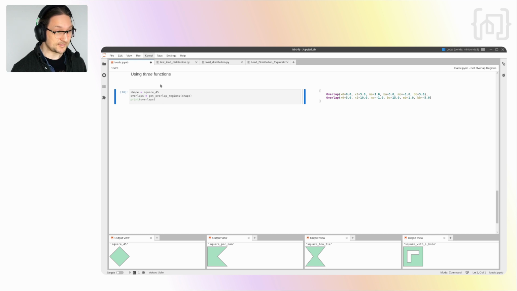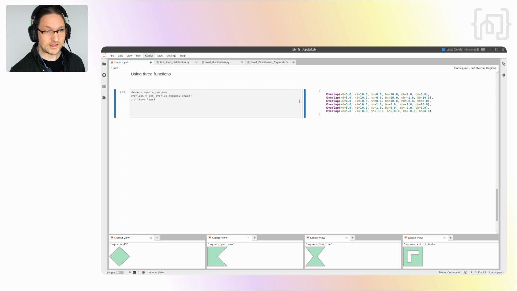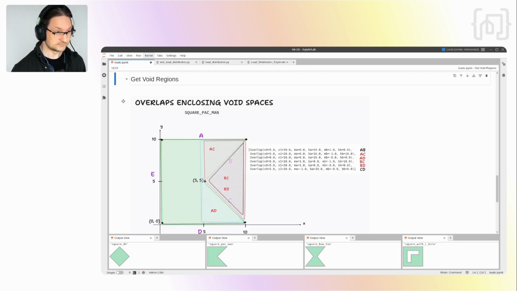What about this square Pac-Man? Whoa, we got a lot of overlap regions. What do those possibly mean? Well, we've got, say, 1, 2, 3, 4, 5 line segments here. So if we've got one overlaps two, one also overlaps three, but in between there's a void space. One also overlaps four, but it doesn't overlap five. So we've got three overlaps here, then two overlaps three, and two overlaps four, and then three overlaps four as well. So that's a total here of six overlaps.